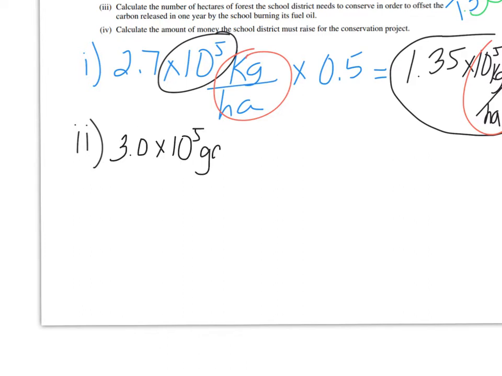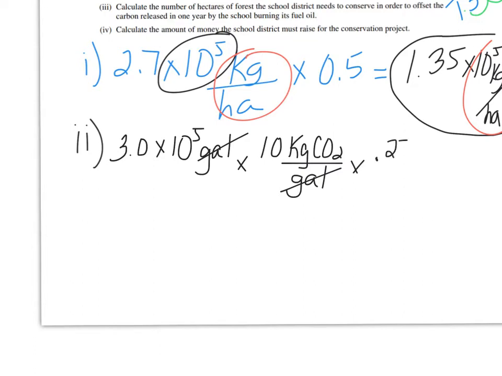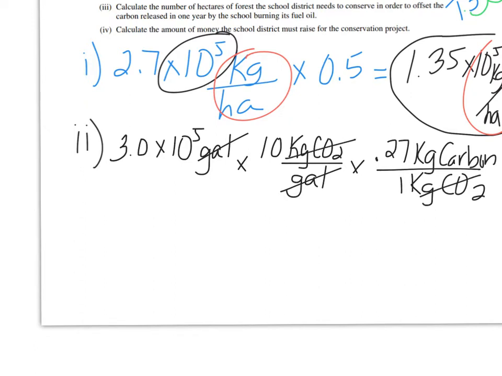So I have gallons here, and that's how much the school or district uses. And then the next given tells us that 10 kilograms of CO2 is produced per gallon. That's great, those gallons cancel out, but we just need straight carbon. And it tells us up there that carbon is produced per kilogram of CO2. And now my kilograms of CO2 cancel out.